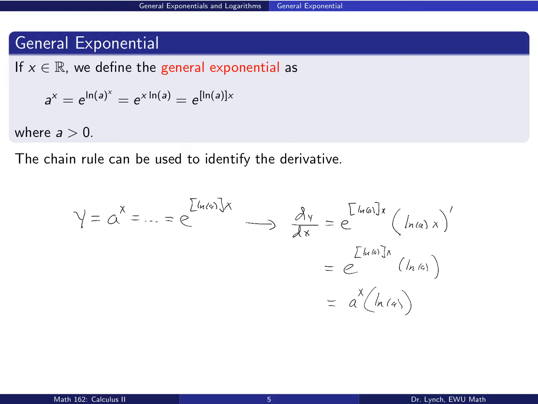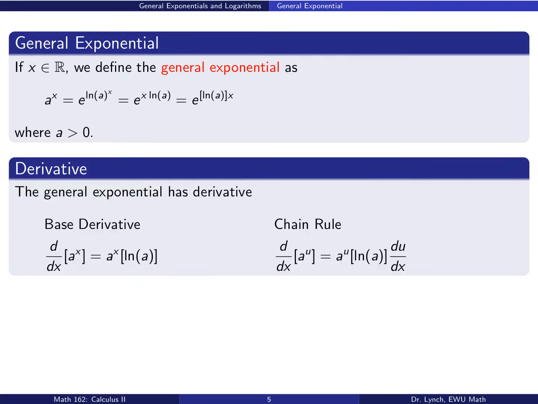So here's our first derivative rule for general exponential functions. The base derivative of an exponential function a to the x is a to the x ln a. And of course, if there's a chain rule like a to the u, the derivative is a to the u ln a times the derivative of u, du dx. Fairly straightforward, just based on the relationship between the general exponential and the natural exponential.